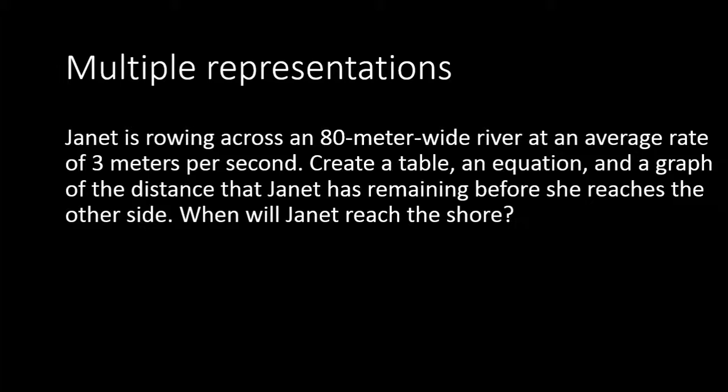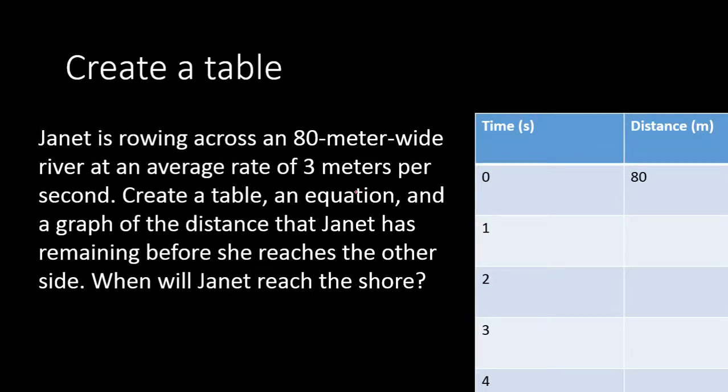So it says Janet is rowing across an 80-meter wide river at an average rate of 3 meters per second. Create a table, an equation, and a graph of the distance that Janet has remaining before she reaches the other side. When will Janet reach the shore? So we're asked to create a table, an equation, and a graph, so we'll do just that. So notice that we're starting with a verbal, or I'll say written, description.